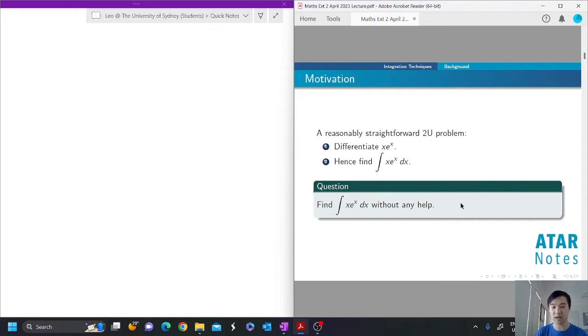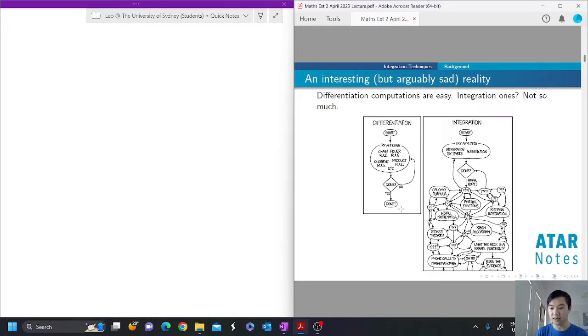But in Extension 2, you'll just get an integral like that, and they won't give you any context on how to do it. Same with substitutions. In Extension 1, you were always given the substitution, while here in Extension 2, you are expected to come up with the substitution yourself. The interesting but sad reality about integration is that it is a whole lot more complicated than differentiation, in terms of the techniques you can use to compute and perform integration.